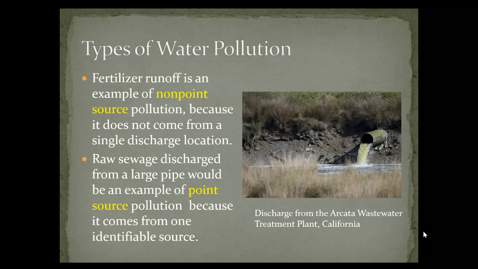Now that's different from a point source. A point source of pollution is like in this picture. There's a pipe. We can follow that pipe back and we know where that water came from. And if there's any type of pollutant in that water, we know the source of the pollution. So those are two major categories of water pollution. Is it a non-point source or a point source? Obviously, the point sources are a lot easier to deal with.